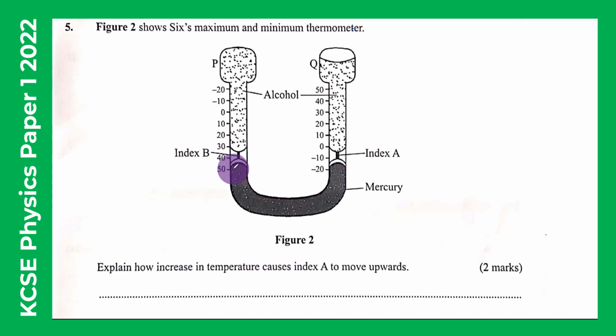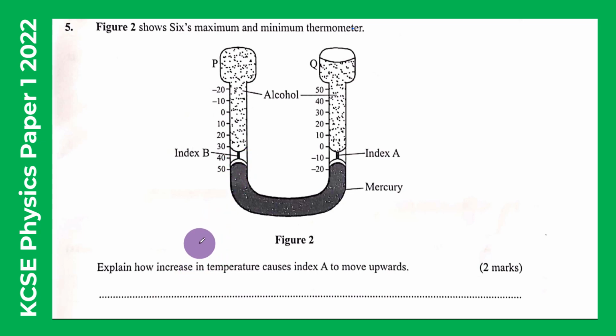Now let's see what happens when temperature falls. When temperature falls, this alcohol is going to contract, and this level of mercury is going to move down. When it moves down, again, this index is not affected, so it remains in the position where it was. But this other index B is pushed up. So you can see that these two indices only move when the mercury is moving upwards.